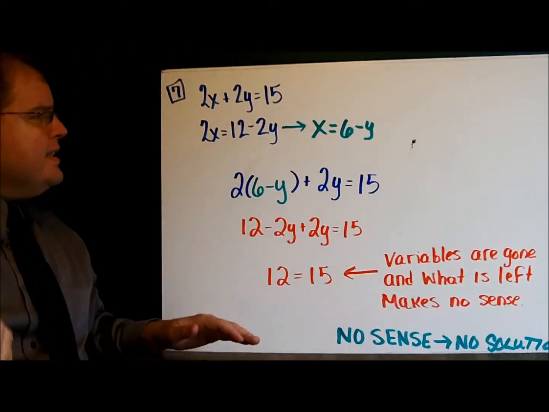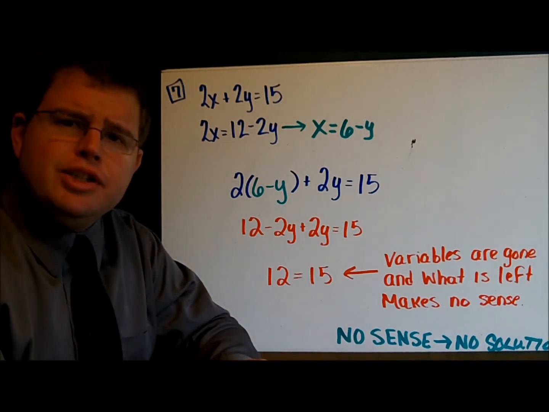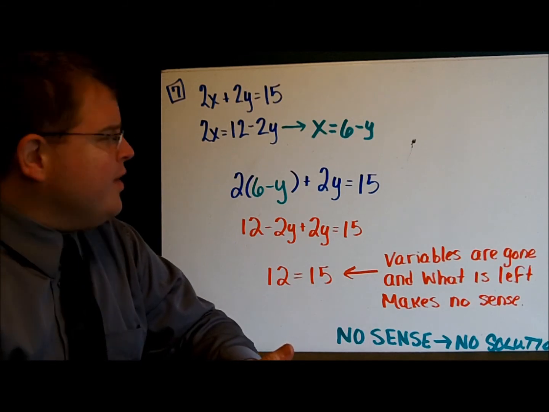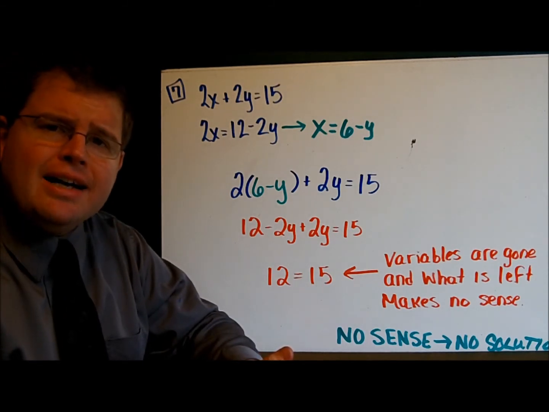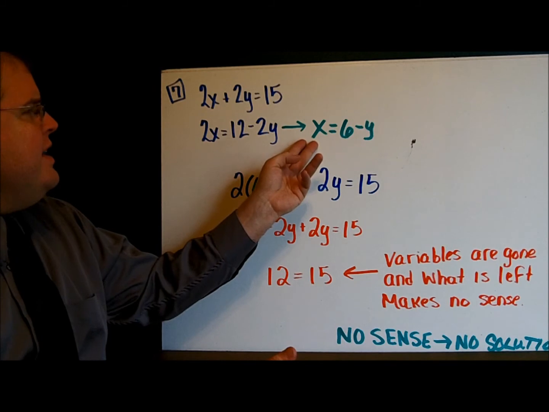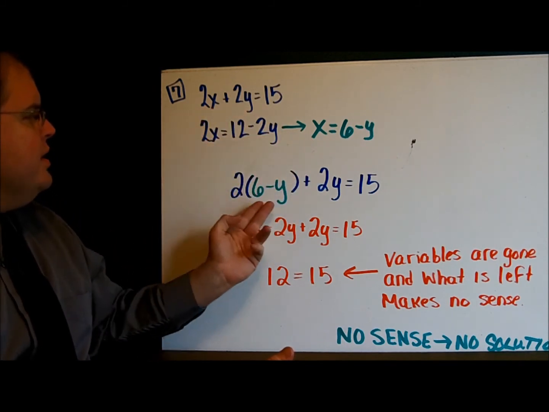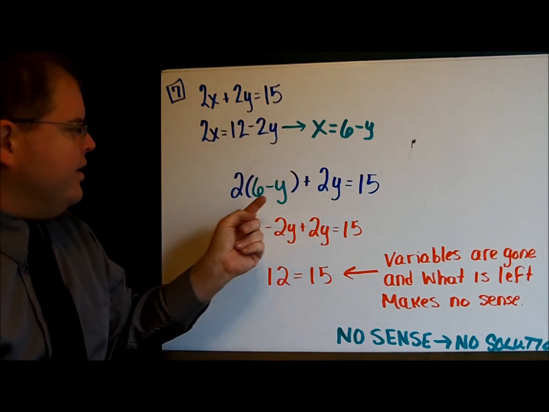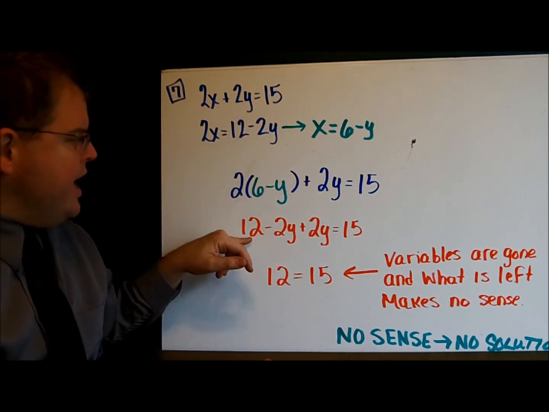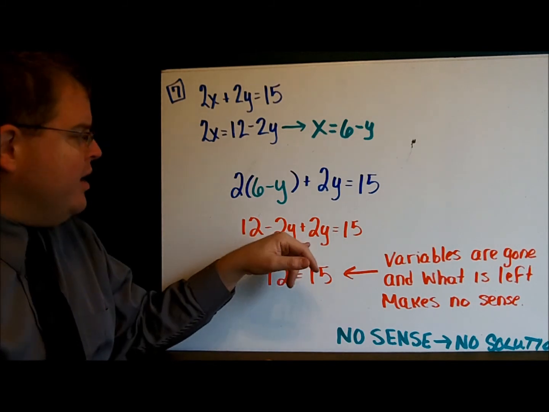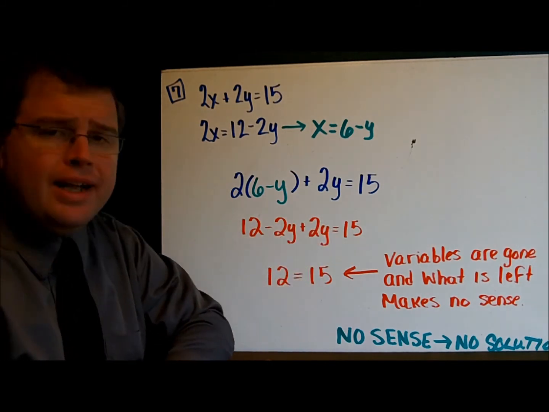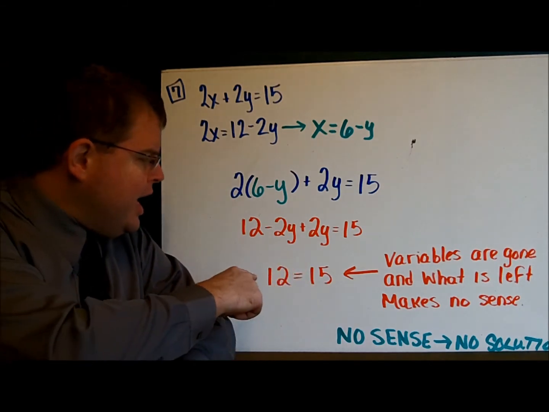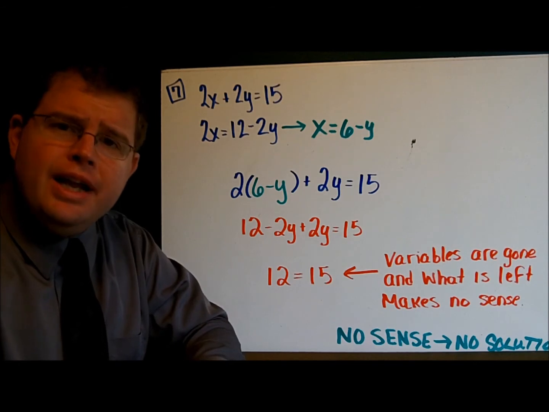In example 6, I decided I wanted to use a substitution. And so I picked one of the equations and got the variable by itself. In this case, I chose x. I plugged that into the other equation, 2 times 6 minus y plus 2y equals 15. Use the distributive property, and you have 12 minus 2y plus 2y equals 15. Now negative 2y and positive 2y cancel each other out. I'm left with 12 equals 15.